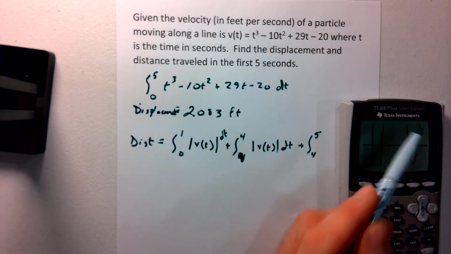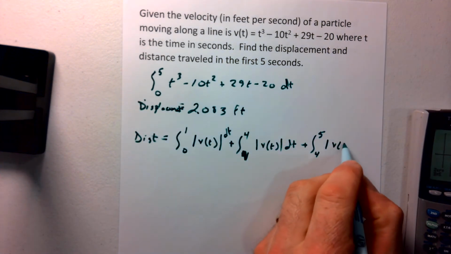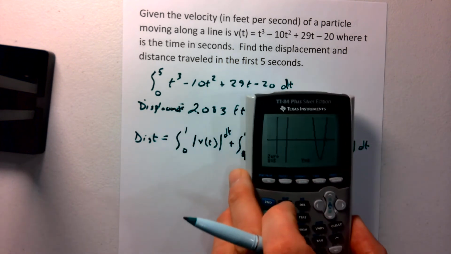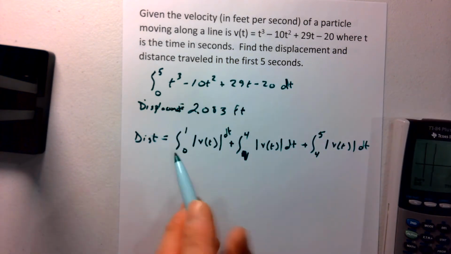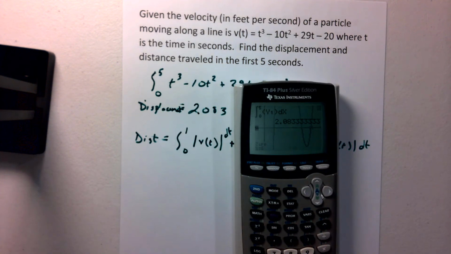So we want to flip that up, so we're going to take the absolute value of that. So the absolute value of the velocity, dt. That would be kind of ugly to do all by hand, wouldn't it? So what we can do in our calculator, we can go into our math, we can go into 9, and we can set this up.